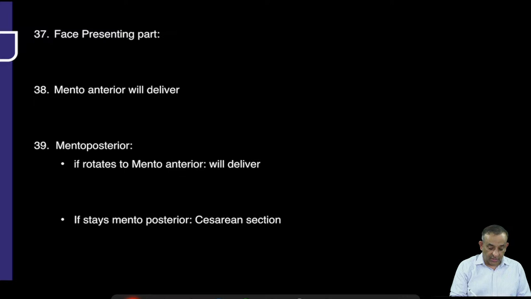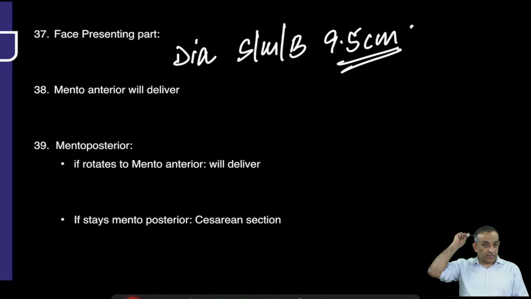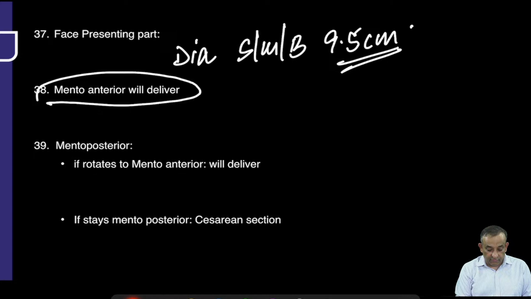So in face presenting part, the diameter of engagement is submentobregmatic, which is 9.5 centimeters. And when it is 9.5 centimeters, it is the same as the suboccipitobregmatic, which is there in a vertex presentation. So face will deliver, mento anterior will deliver.